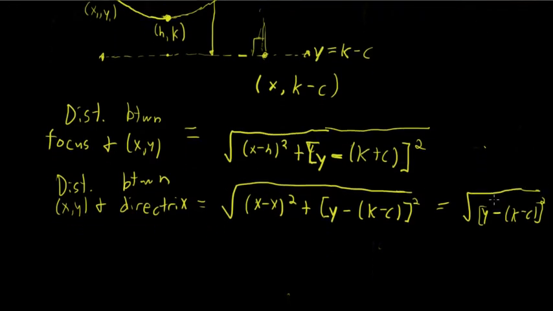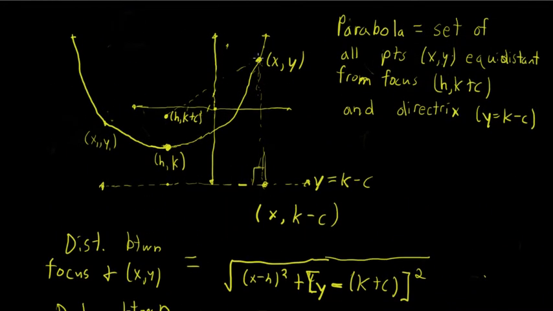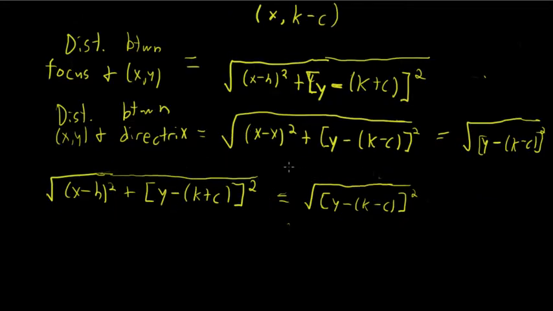Okay, so we can equate these two because remember, for a parabola, any point on the parabola is equidistant from the focus and the directrix. So let's equate these two. So we've equated both of these expressions. You'll see we have square roots on both sides. We can square both sides and get rid of the square roots.